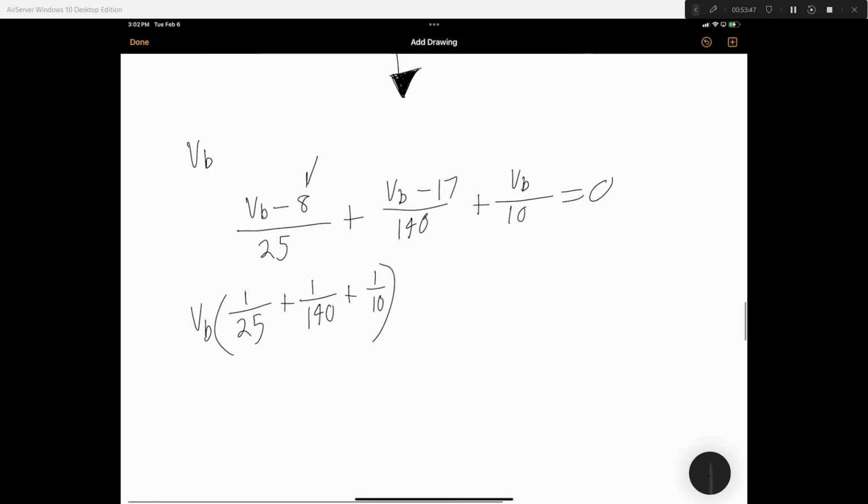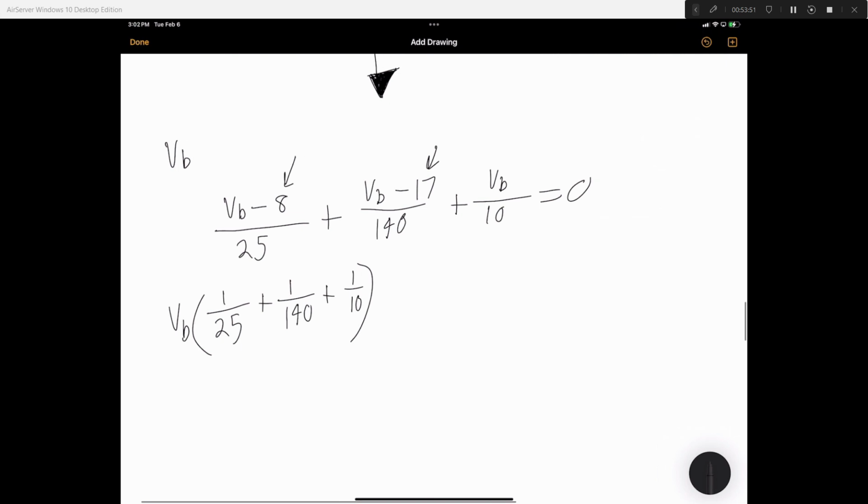Now we have two constants. They're both negative, so we can add them over to the other side. So we have 8 over 25 and 17 over 140. We'll add those together in my calculator. 8 divided by 25 plus 17 divided by 140 is 0.441.